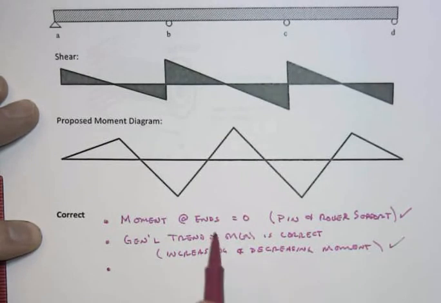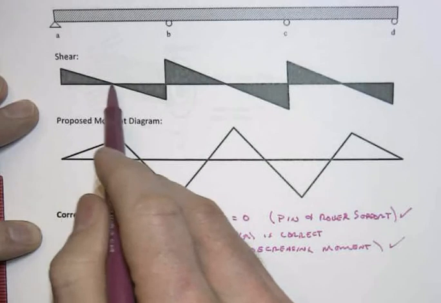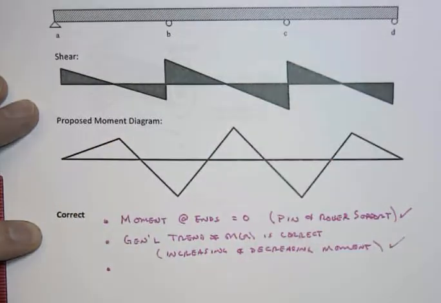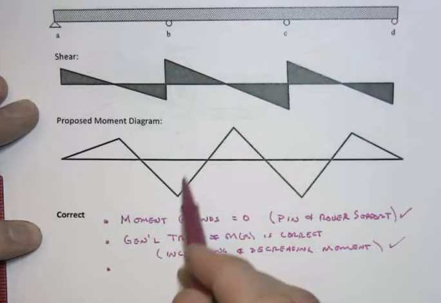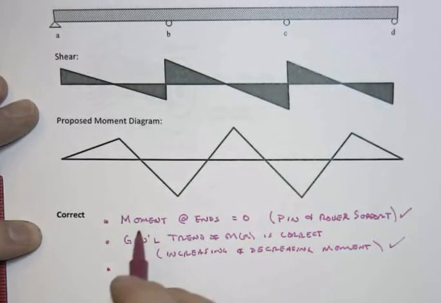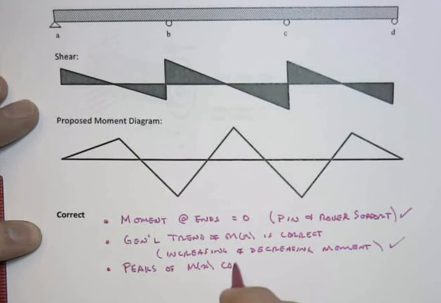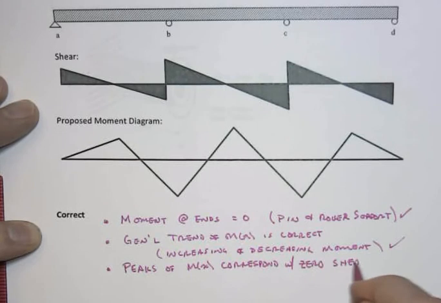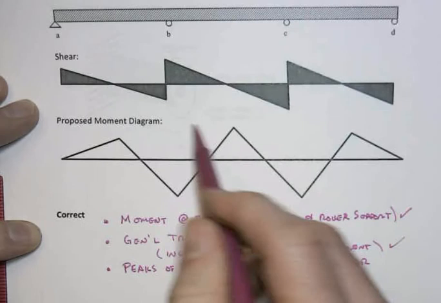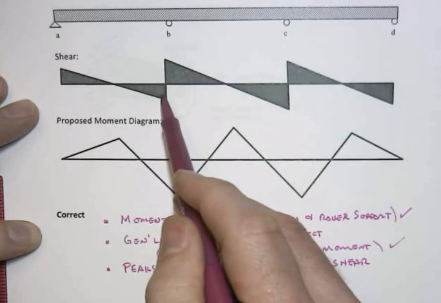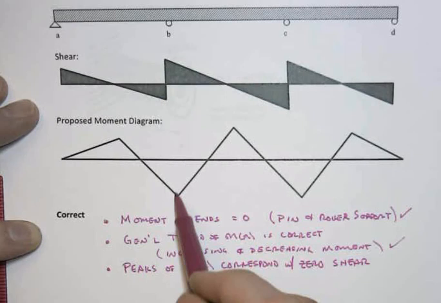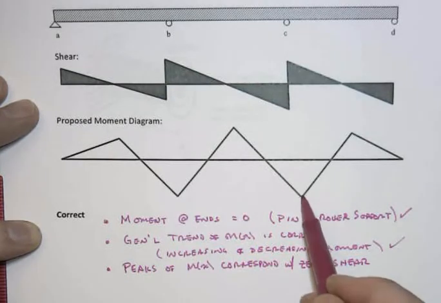And then you could also say, hey, when the shear is hitting 0, that's usually an indication of at least a local maxima or minima on the moment diagram. And so the peaks of the moment diagram correspond with the 0 shear. That's good. We would also expect that when we have the sudden change in the shear diagram, we should have a sudden change in the slope of the moment diagram.